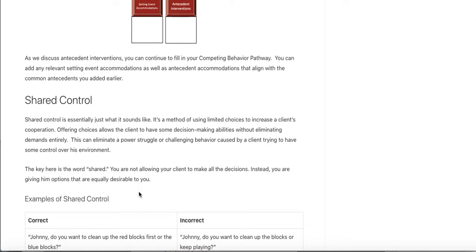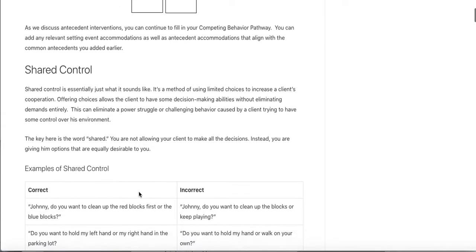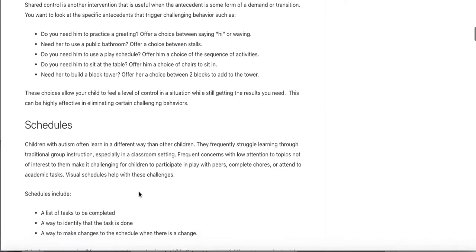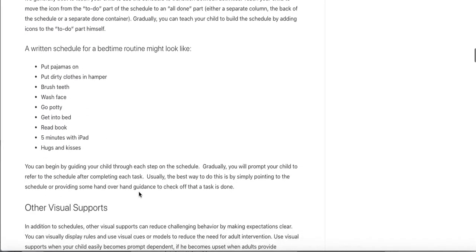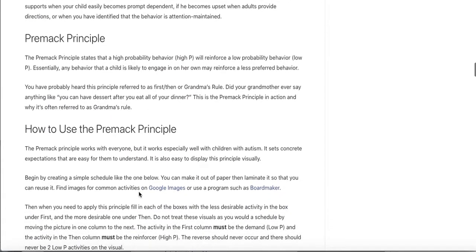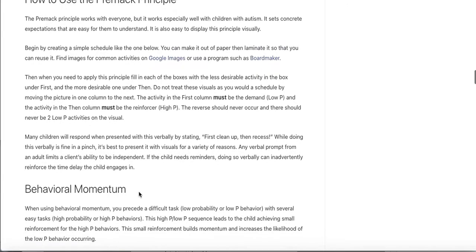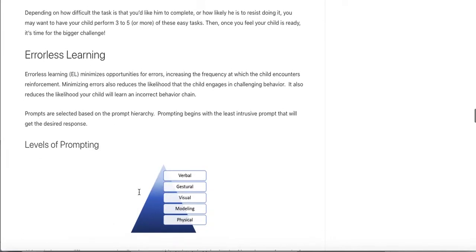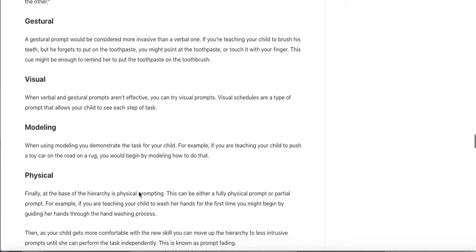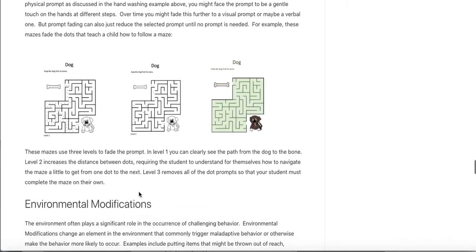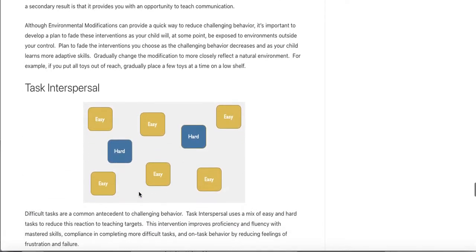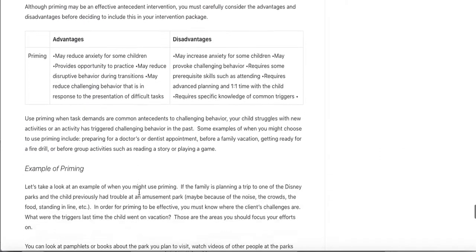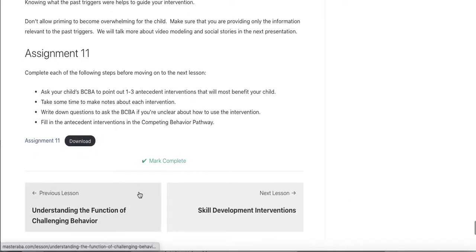But this covers a lot of the common interventions. These are antecedent interventions. We go over shared control. We go over schedules, visual supports, the PREMAC principle, how to use the PREMAC principle. You got behavioral momentum, errorless learning, fading prompts, environmental modifications, task interspersal, priming, and then your assignment.